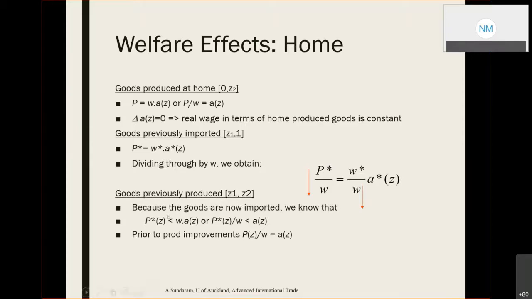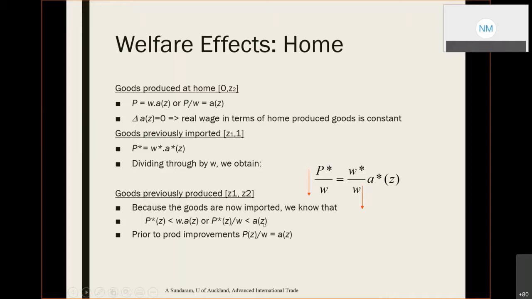So because these goods are now being imported, we know that the price P star, the low price, is now less than W times A star, right? Because if it's being imported, it means the Indian cost of making those products is actually higher than the Chinese price. That's why it's being imported. So P star is going to be less than W times A, the cost of making it in India. In other words, P star over W is actually less than A.